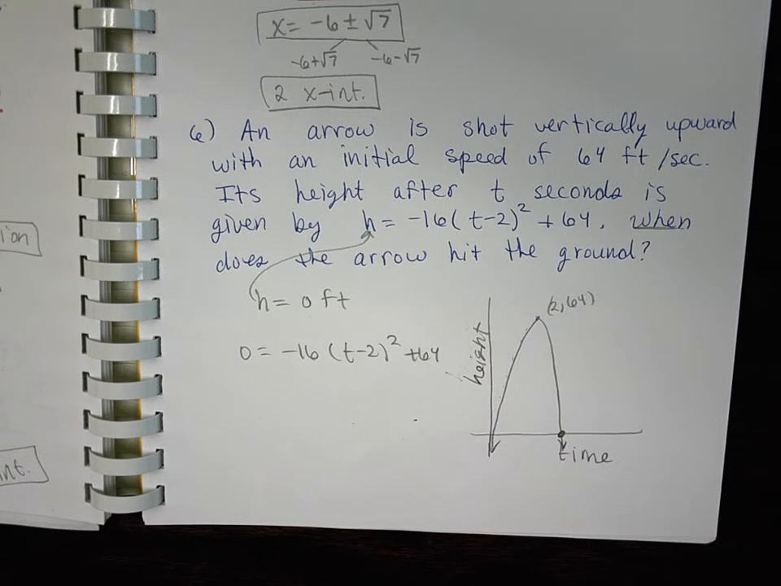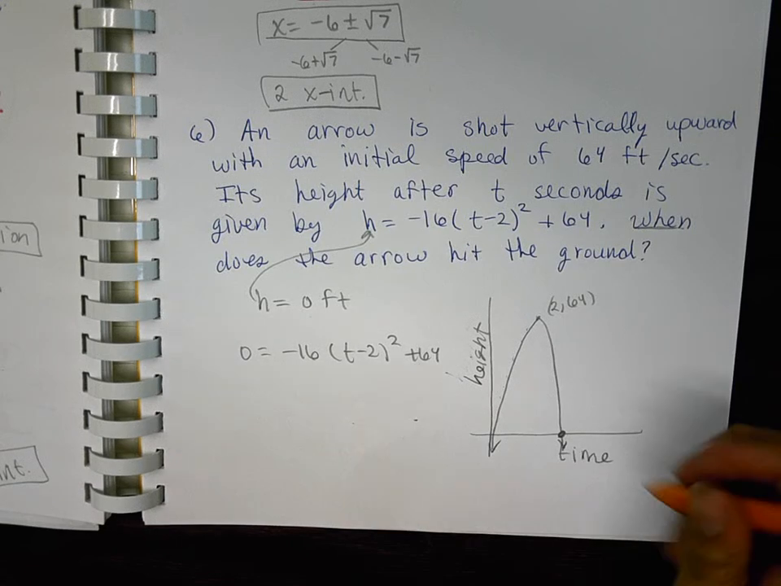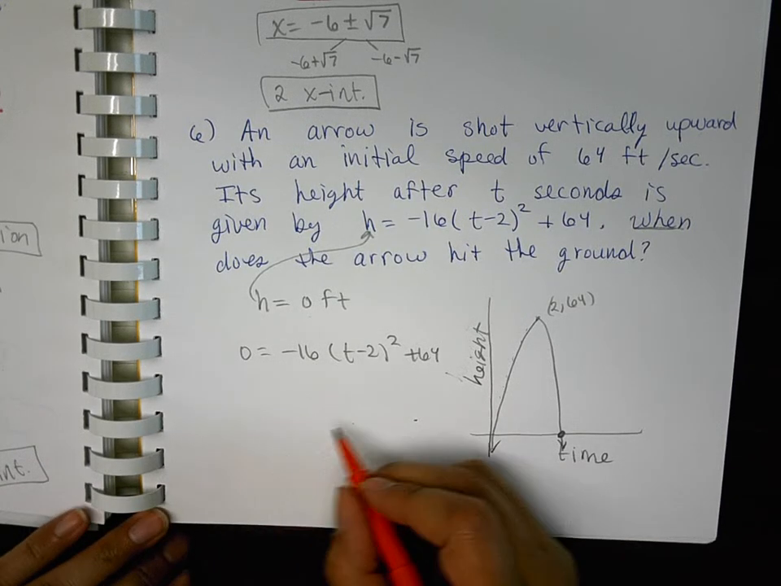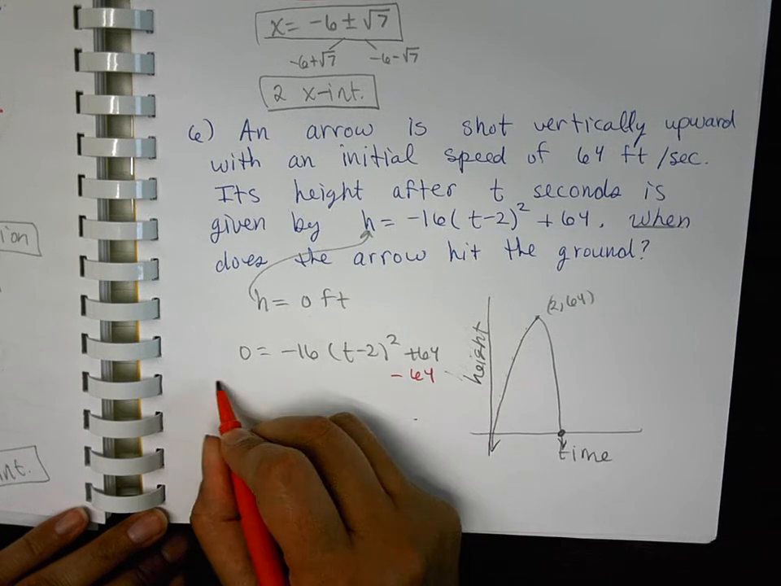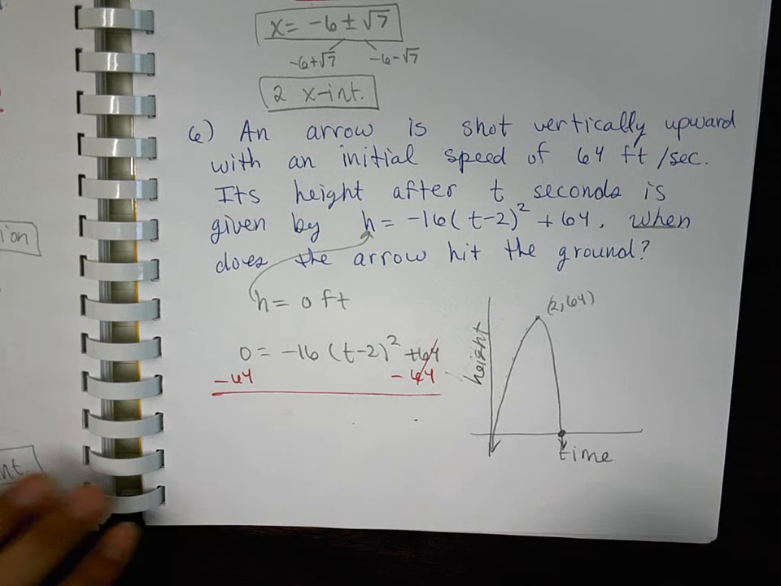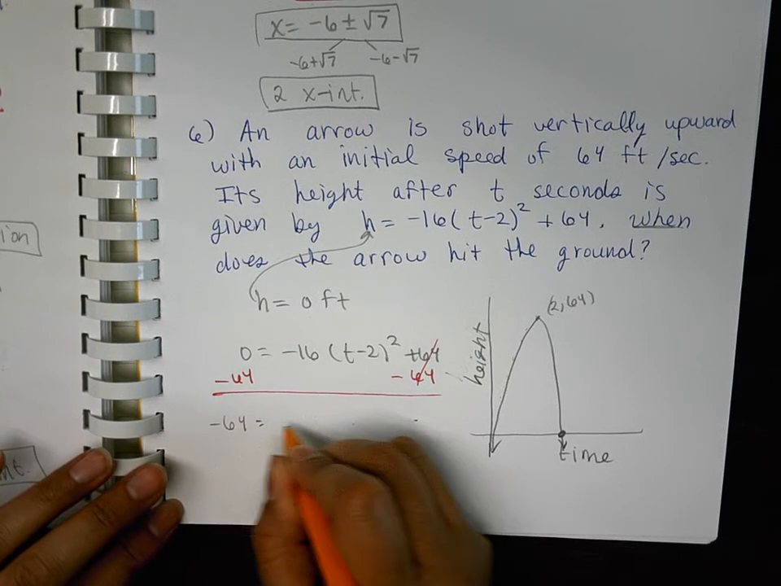Okay, so how do I solve this? Subtract 64 on both sides. And what does that give me? Negative 64 equals negative 16 (t minus 2) squared.